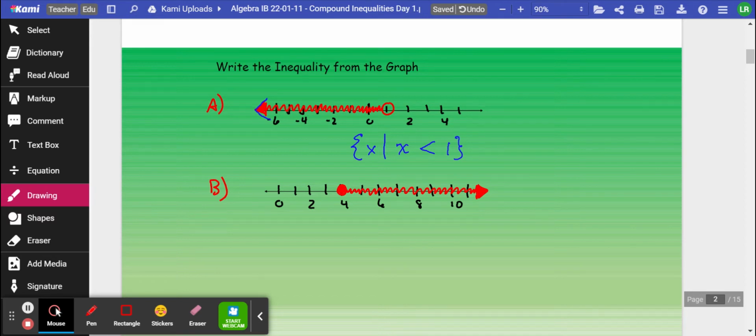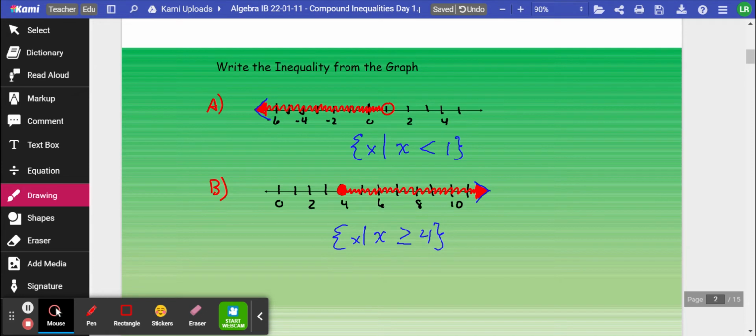Now, the second one. We have x such that. This one, it's x, and our dot is on the 4. Now, on this particular one, it is a closed dot, so I do have to have the or equal to line. And then remember, we simply look at the arrow that's being shaded, and that is the right arrow. So that is a greater than sign. Okay? That would be x such that x is greater than or equal to 4.